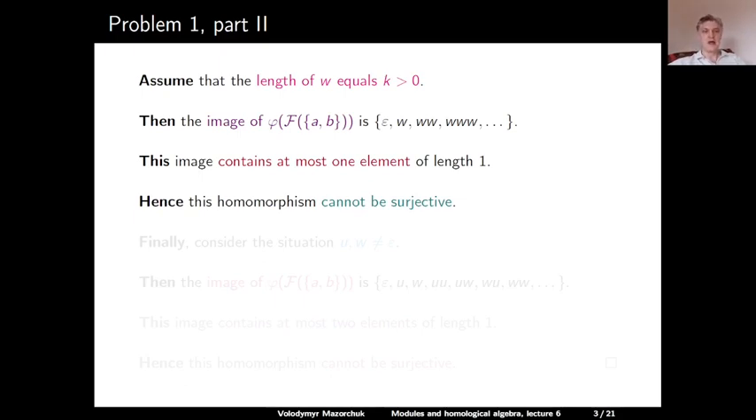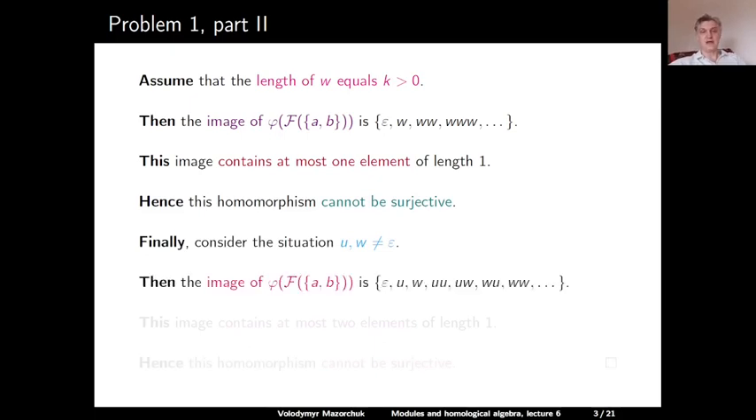And finally, consider the situation when both U and W are not equal to the identity. Then the image of the free monoid on A and B consists of the following words. So we have the identity, of course, we have U, we have W, and we have UU, UW, WU, WW, and so on. So on, all words in the alphabet U and W.